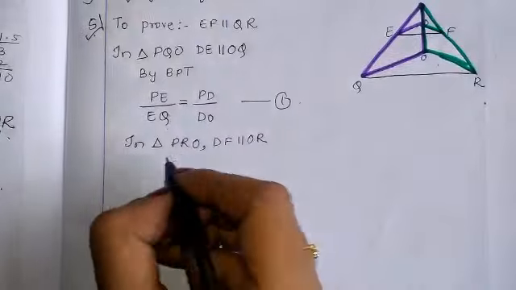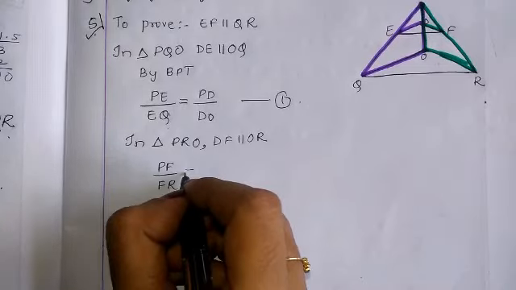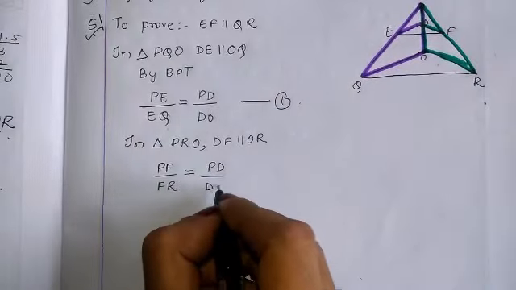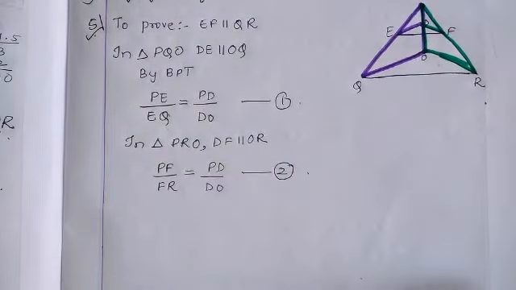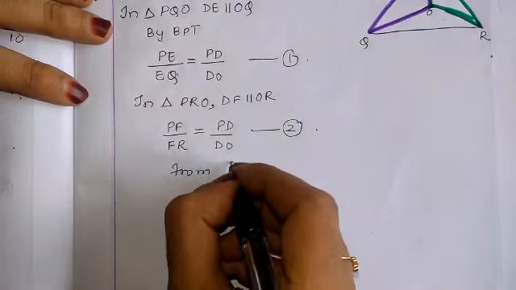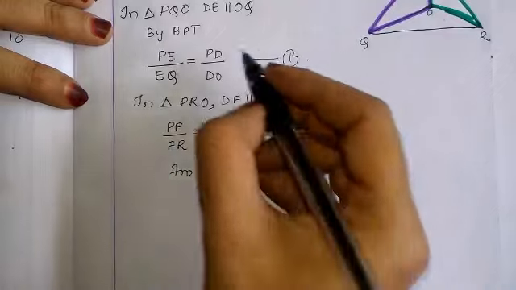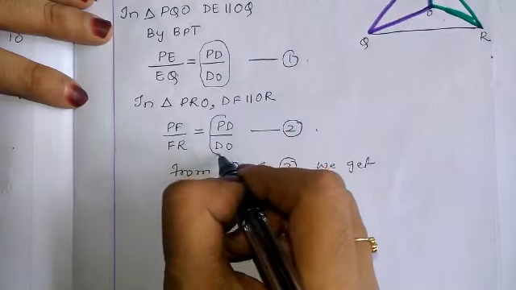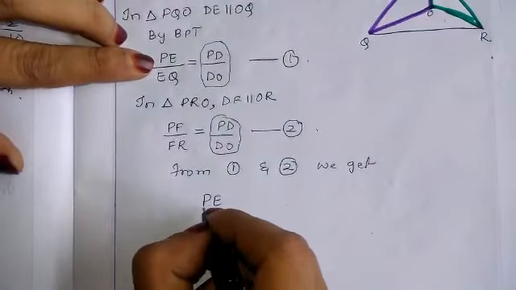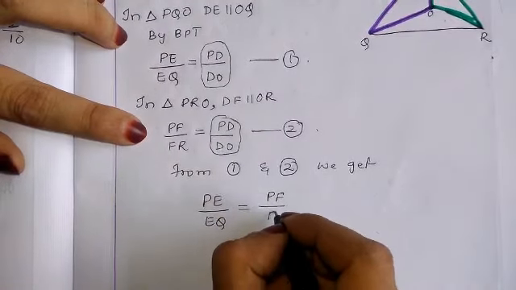By BPT again, PF by FR is equal to PD by OD or DO. Equation 2. From 1 and 2 we get the same thing. Things which are equal to the same thing are equal to one another. So PE by EQ is equal to PF by FR we got.